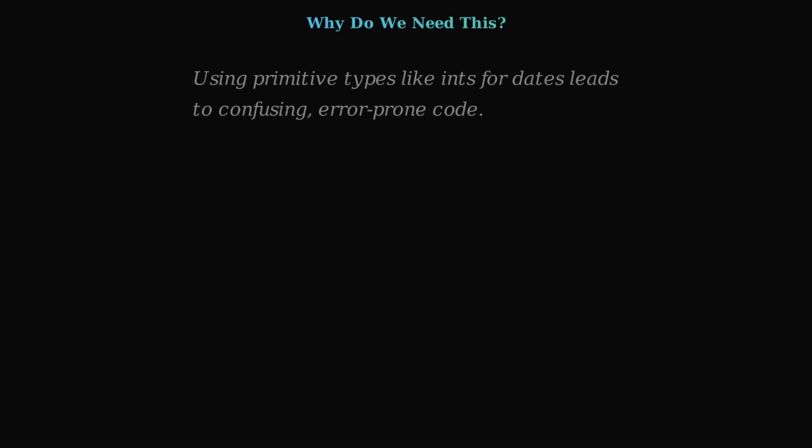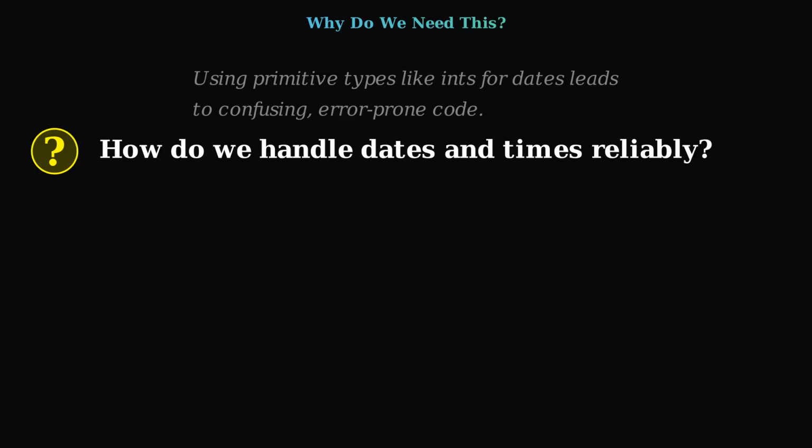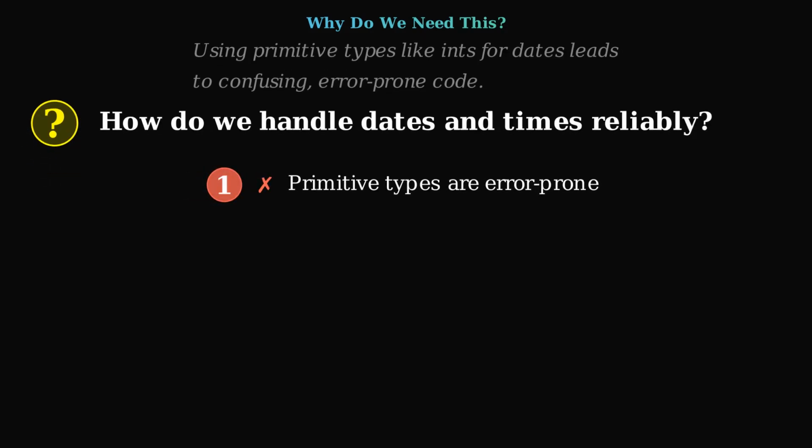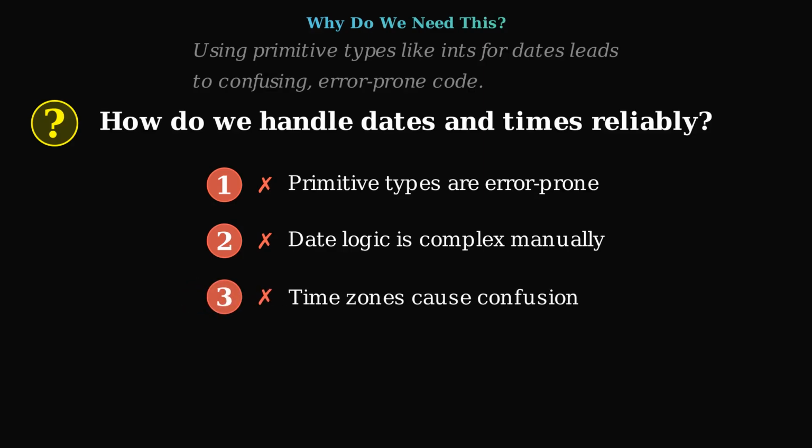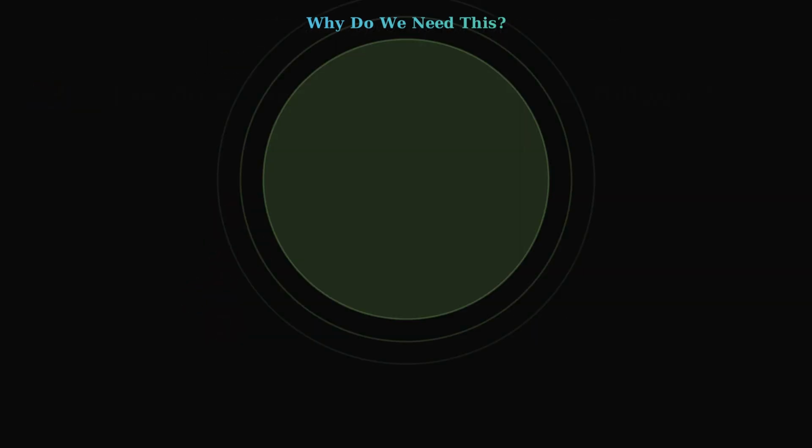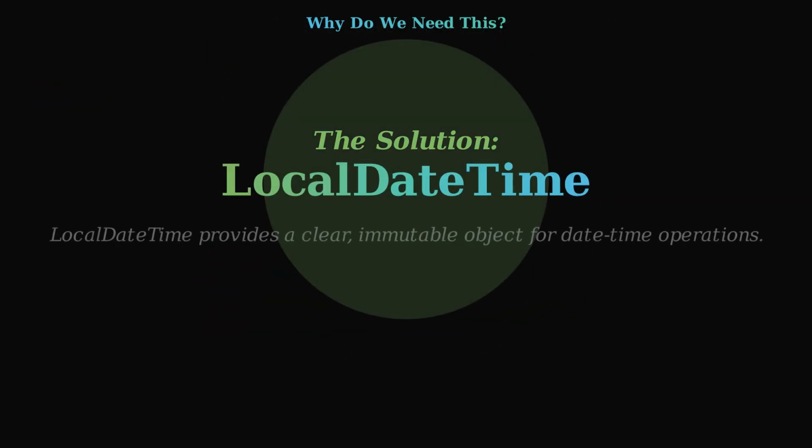Let's get started. Why do we need this concept? Using primitive types like ints for dates leads to confusing, error-prone code. How do we handle dates and times reliably? Primitive types are error-prone. Date logic is complex manually. Time zones cause confusion. Local datetime provides a clear, immutable object for datetime operations.